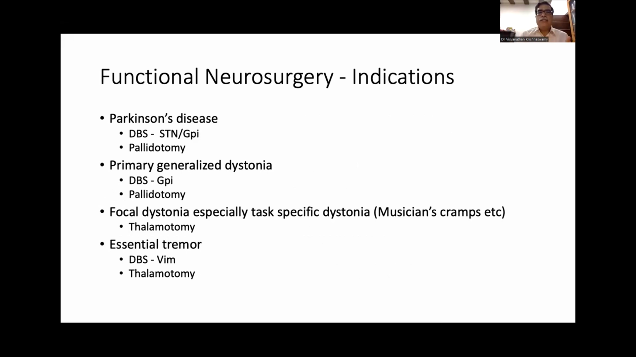Functional neurosurgery is not only DBS. It includes lesioning like pallidotomy. It includes conditions like primary generalized dystonia, for which DBS of the globus pallidus internus is very useful. Focal dystonia, especially task-specific dystonia, the musician's cramps, the writer's cramps, are all very eminently treatable by a thalamotomy of the ventro-oralis anterior nucleus. For essential tremor, DBS of the VIM nucleus of the thalamus works really well.